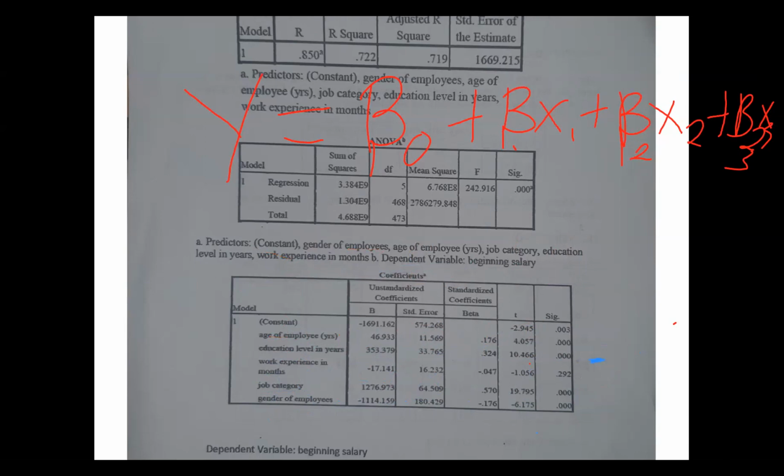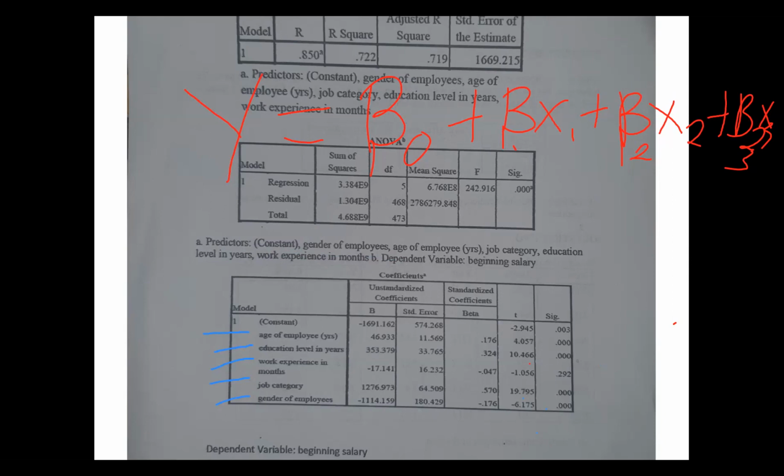So these are the coefficients now. Let's start looking at them before we can interpret what they mean. There are how many, depending on the number of variables that we have: age of employees, education, work experience, job category, and gender of employees. These are betas, the coefficients. Let's call them the betas. So our model will be like this, because you'll be asked to do questions.